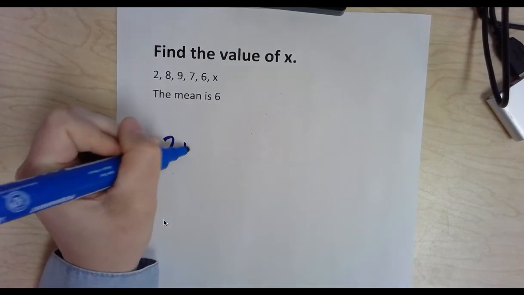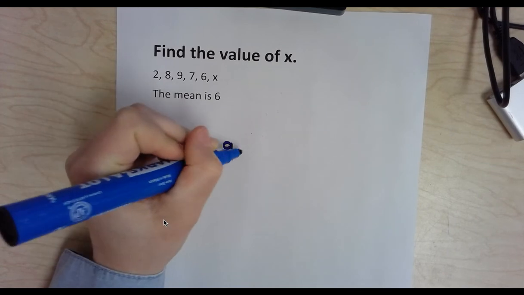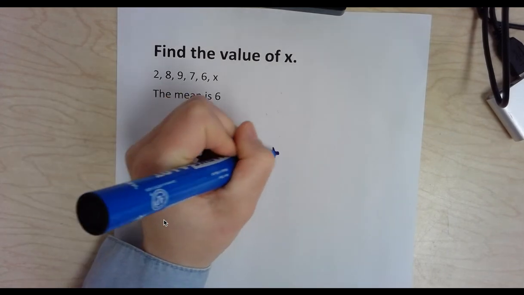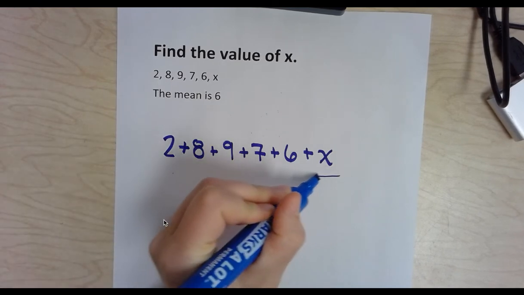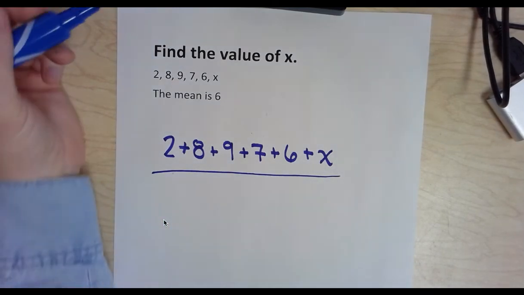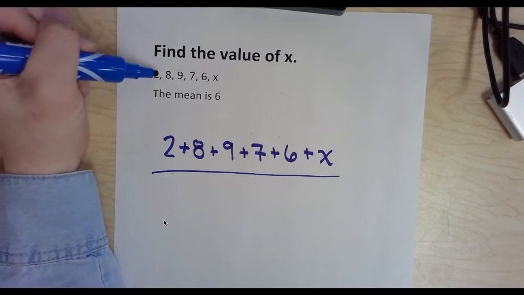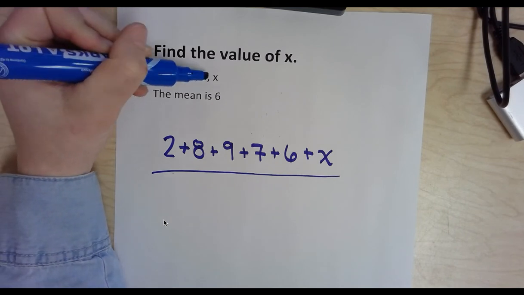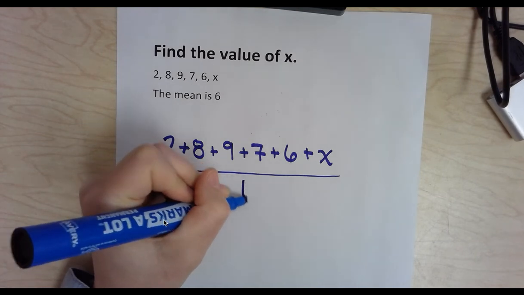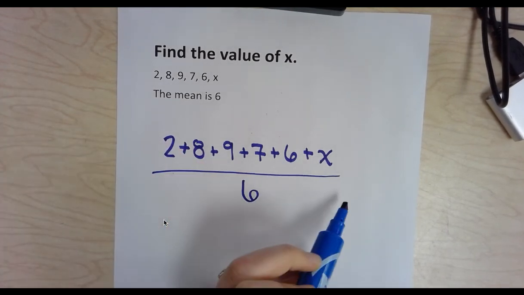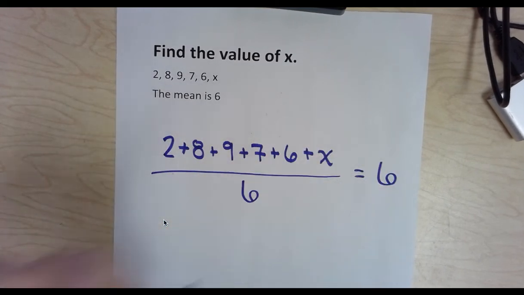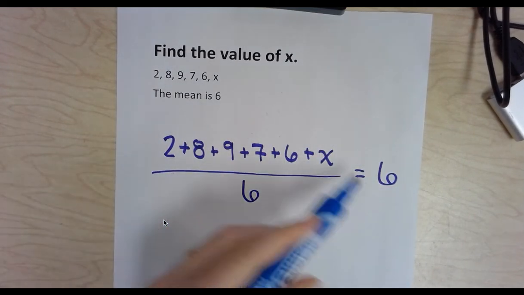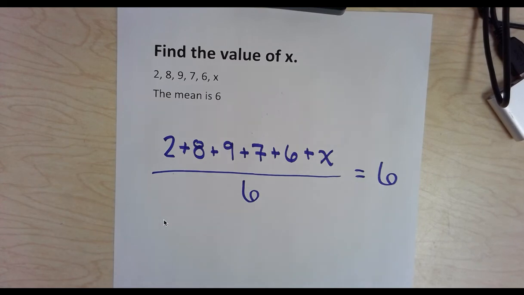So if I take 2 plus 8 plus 9 plus 7 plus 6 plus my unknown number x, and let's see how many numbers are in my data set. 1, 2, 3, 4, 5, and 6 with the unknown. If I do this math, that should equal my mean, which is given to me as a 6. This is an equation that I can solve and find x.